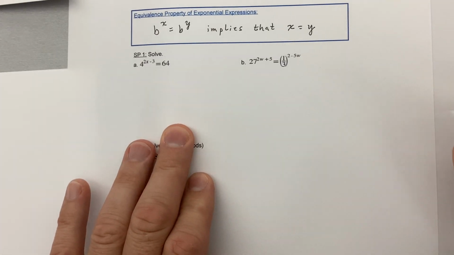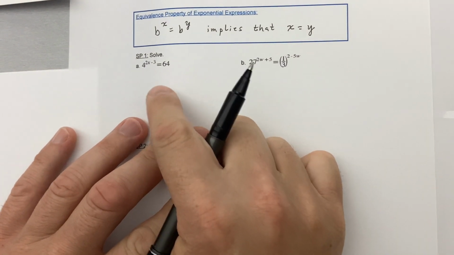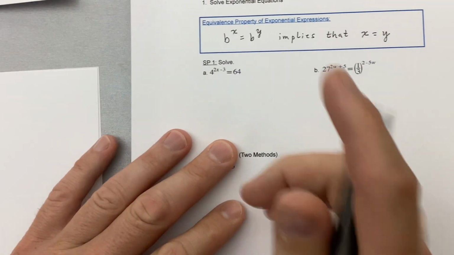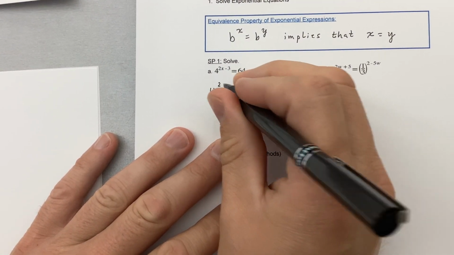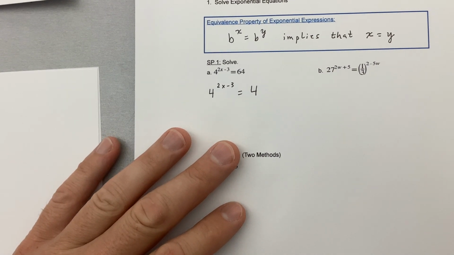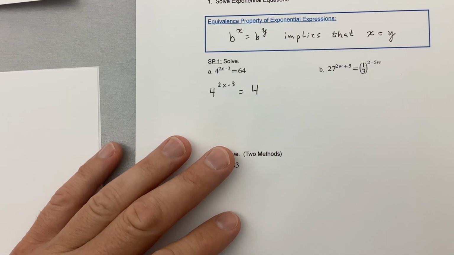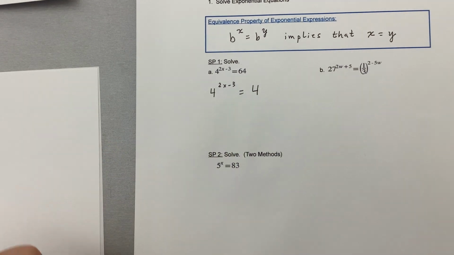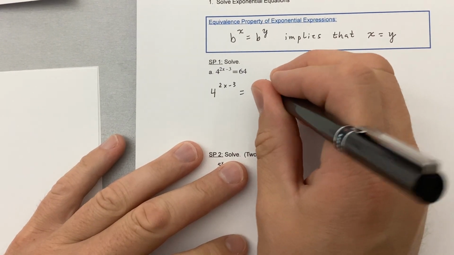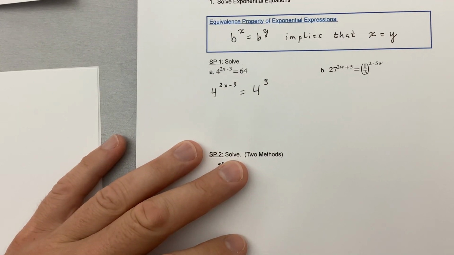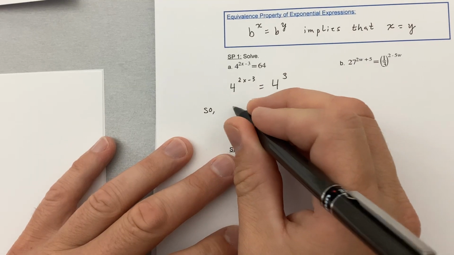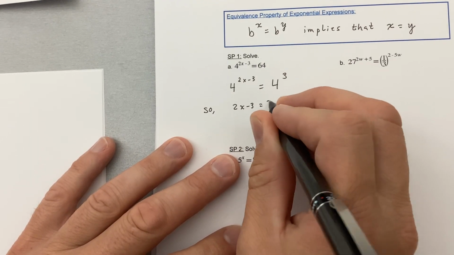So we've been working with this scheme before. A base of 4 and a base of 64. I think we got a nice number here, right? 64, can that be written with the base of 4? 4 to the what? I think it is to the third. I think somebody said it. Got our base of 4. Therefore, 2x minus 3 must be equal to that 3.